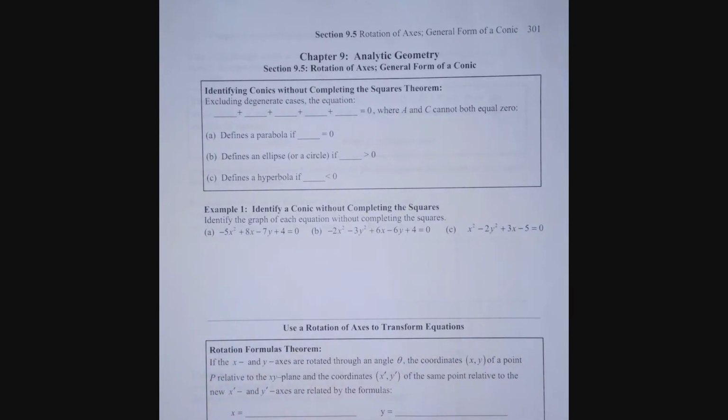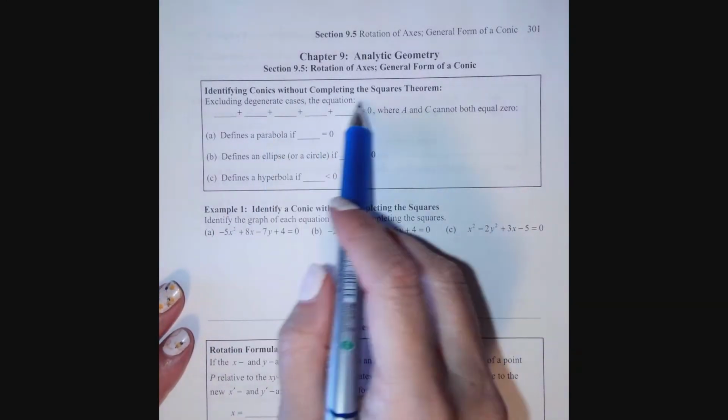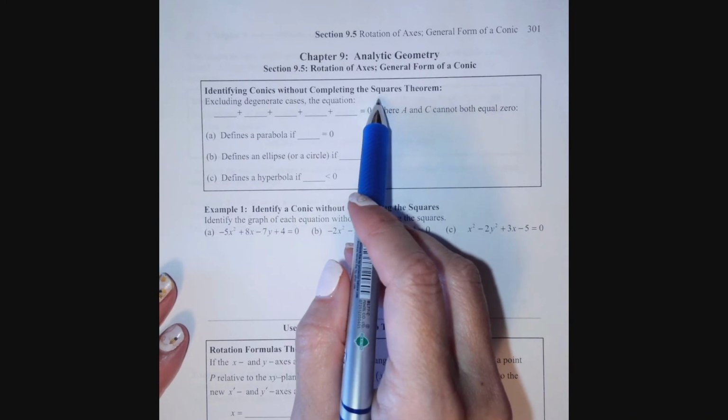If you go back and watch the My Math Lab videos that go along with 9.5, you're going to see a lot more arithmetic work, a lot more calculations of terms that we're just not going to do. But we are going to talk about how to identify conics by looking at the equation and by doing, in one case, some really short calculations. Okay, identifying conics without completing the squares theorem.